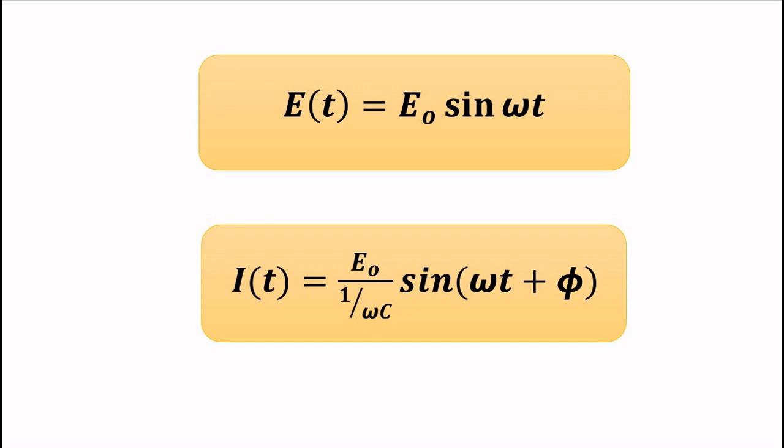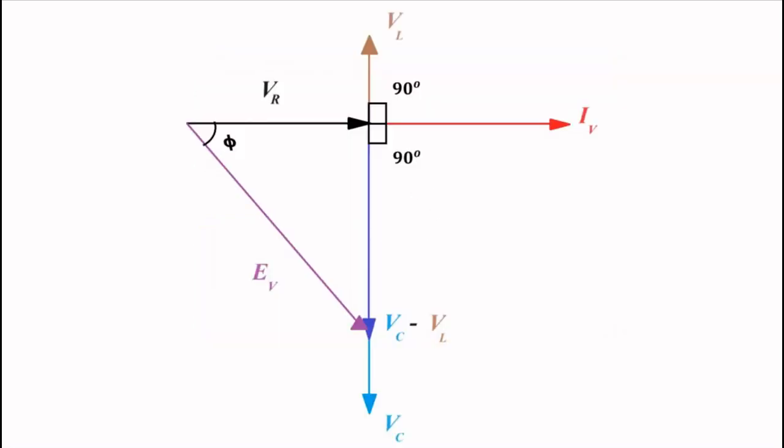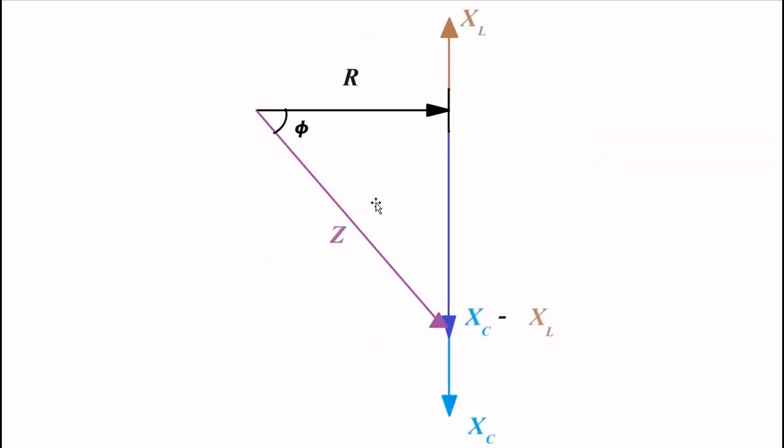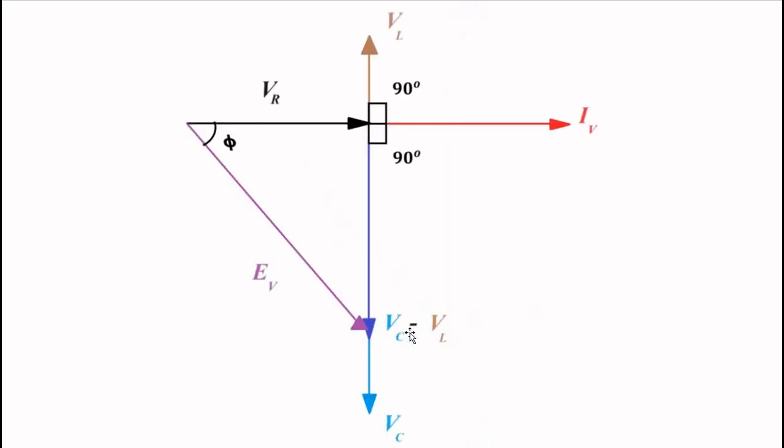So this is the voltage triangle, and if we divide every parameter by the current, we will get the impedance triangle. This is the resistance, which we get by VR by IV. We have the impedance, which we get by EV by IV. We have the capacitive reactance XC, which we get by VC by IV, the inductive reactance XL, which we get by VL by IV, and XC minus XL, which we get by VC minus VL by IV. Okay, voltage triangle, impedance triangle.